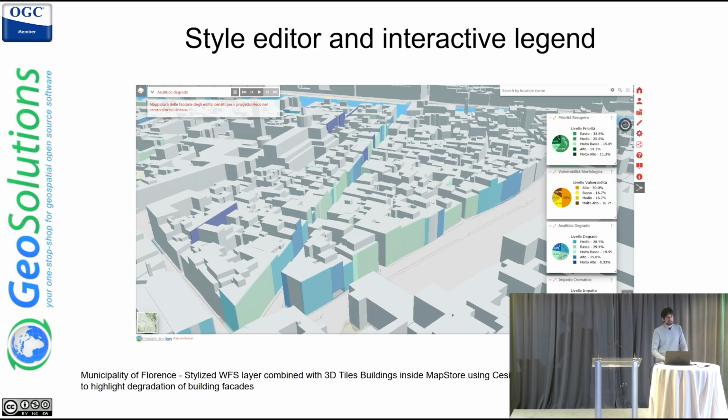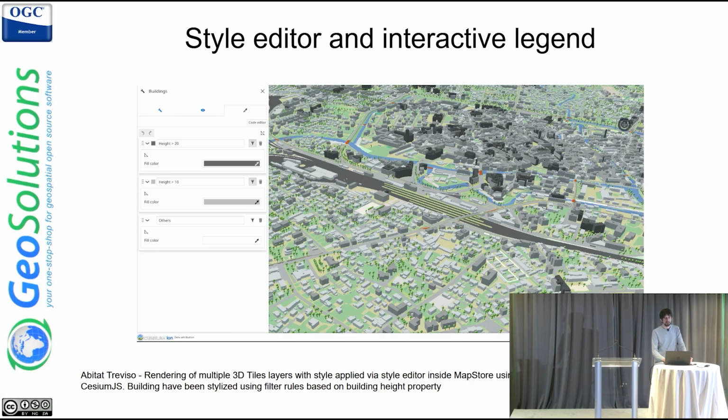Another example of usage of styling plus 3D tiles, here is a mix between the 3D tiles of the buildings' volume. Then we use a WFS layer placed on top, and here it's showing the degradation of the vertical surface. Or another example, the same style editor with the structure of the styling that I showed before, but instead applied to the 3D tiles.